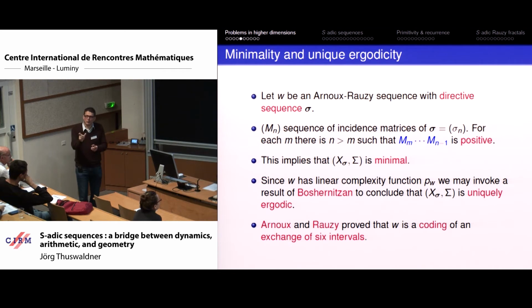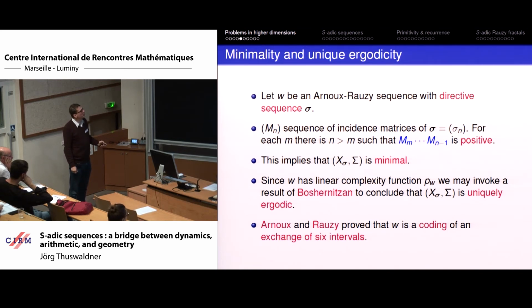So you find positive blocks infinitely often, and it turns out that these positive blocks entail minimality of the system. This is not so hard to prove, but I don't want to comment on this. So we have minimality, which is a nice property.